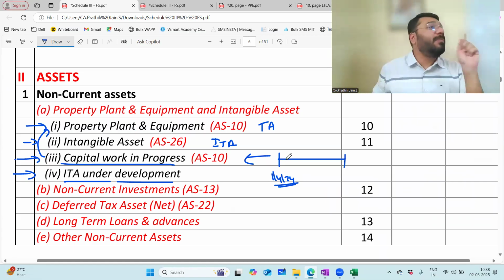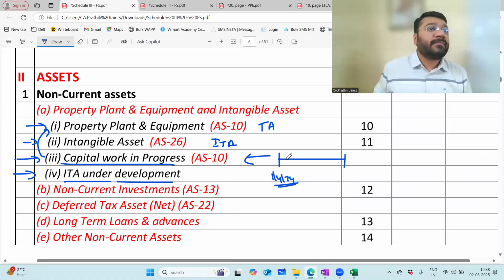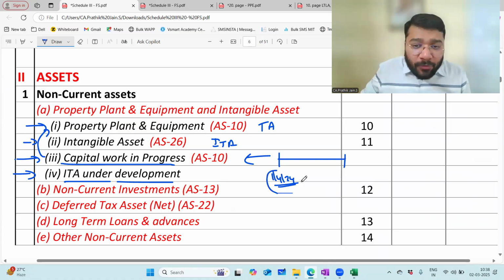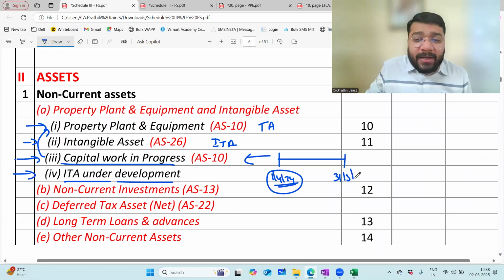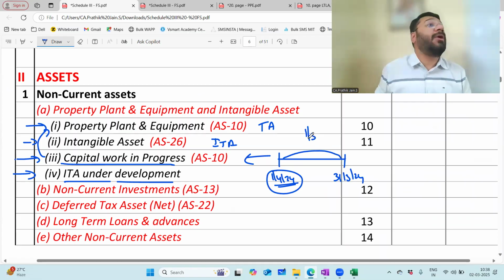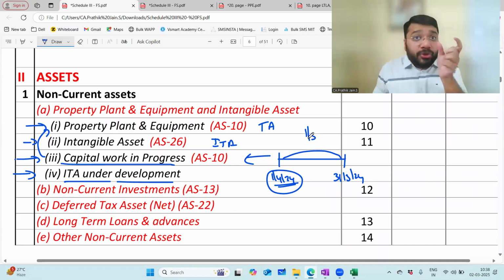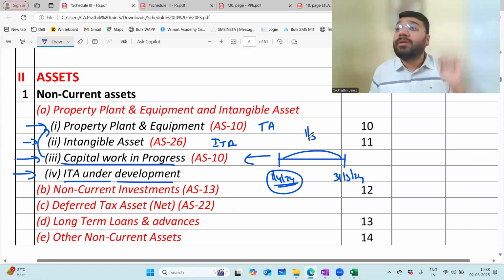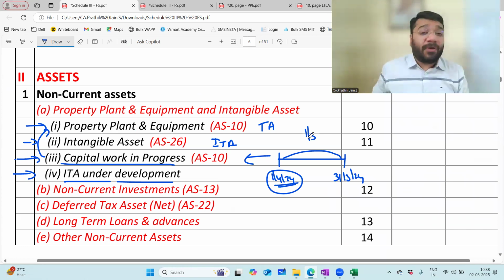Now the total value of the building is how much? 3 crore. So what happened? From 1/4/24 to 31/3/25, 1/3 of the building got completed. For the portion that I got completed, the building work, I have to pay that 1/3 amount to the builder. So what is the journal entry for that?